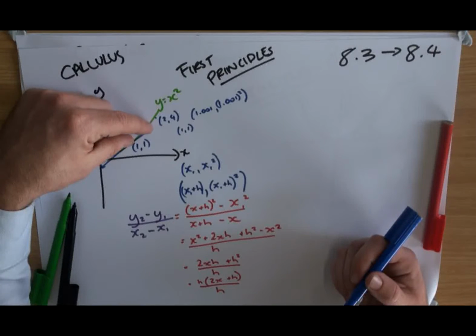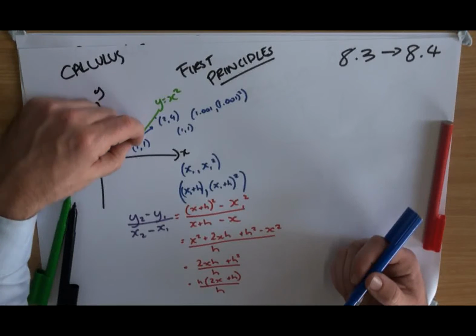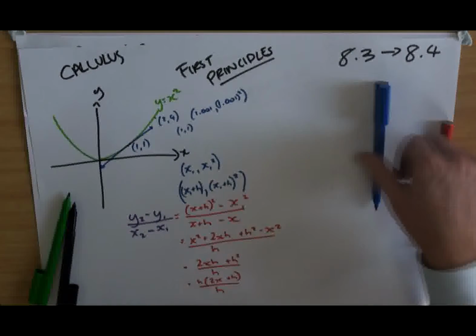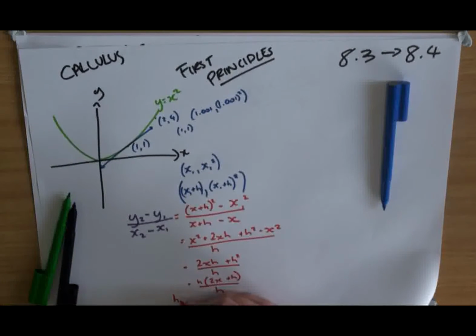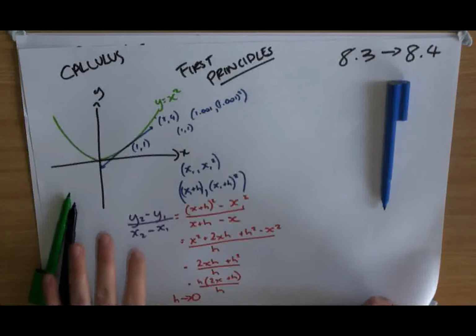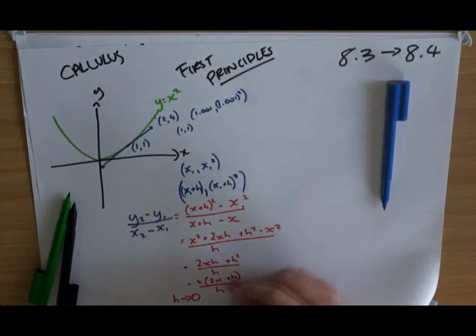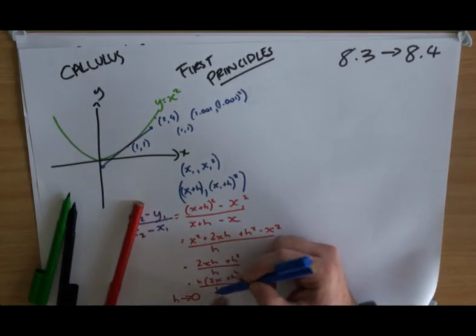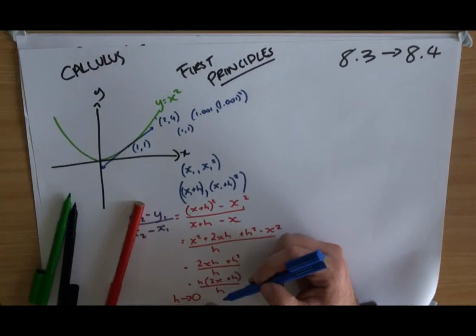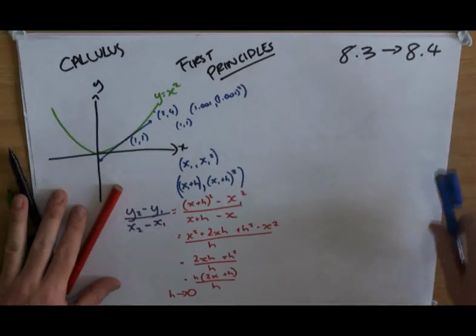What if I made this point very, very, very small? What if I made this as h approaches 0? I could kind of make h equal 0, except that there's an h on the bottom, and that would make it undefined because I can't have a 0 on the bottom. But I could do as h approaches 0.